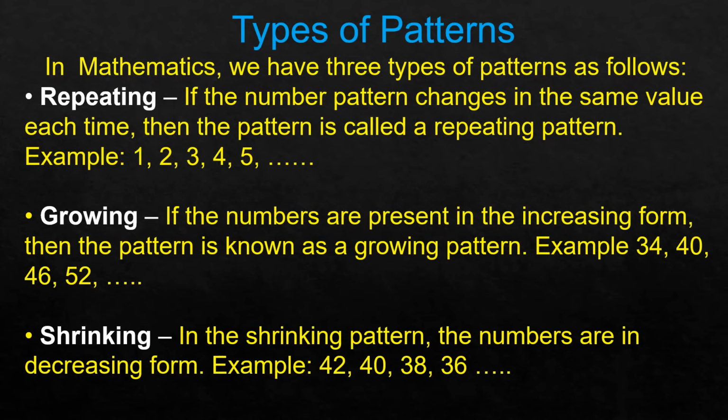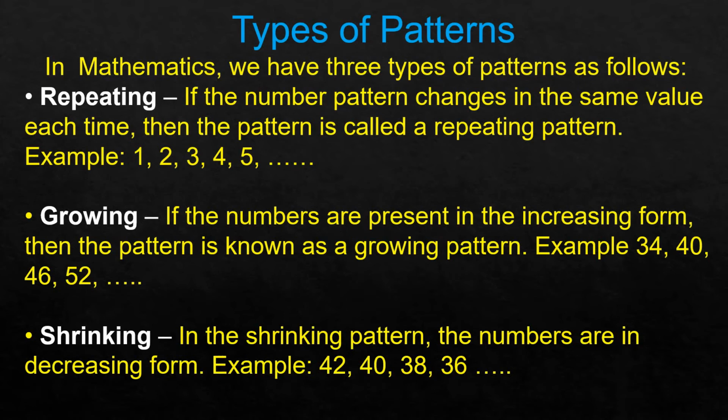These all are repeating patterns. Now the second one is growing patterns. If the numbers are present in an increasing form, then the pattern is known as a growing pattern. Getting it? So for example, here you can see 34, 40, 46, 52. These numbers are increasing in one form, so that we call a growing pattern.